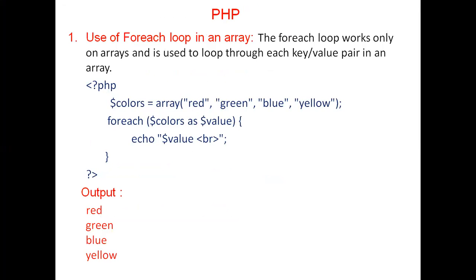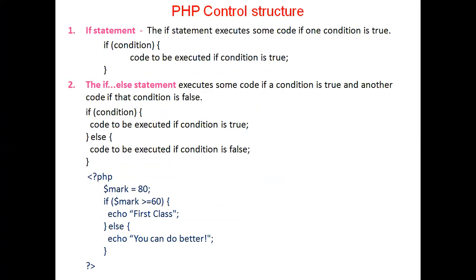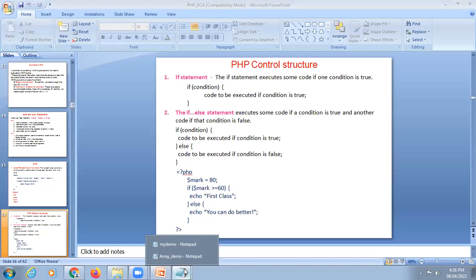Now, next, the PHP control statement, the if statement. The if statement executes some code if one condition is true. This is the first form of the if statement. If the condition gets true, this code is executed. Then and only then, whatever you have written in the curly bracket is executed. I will show you the example.